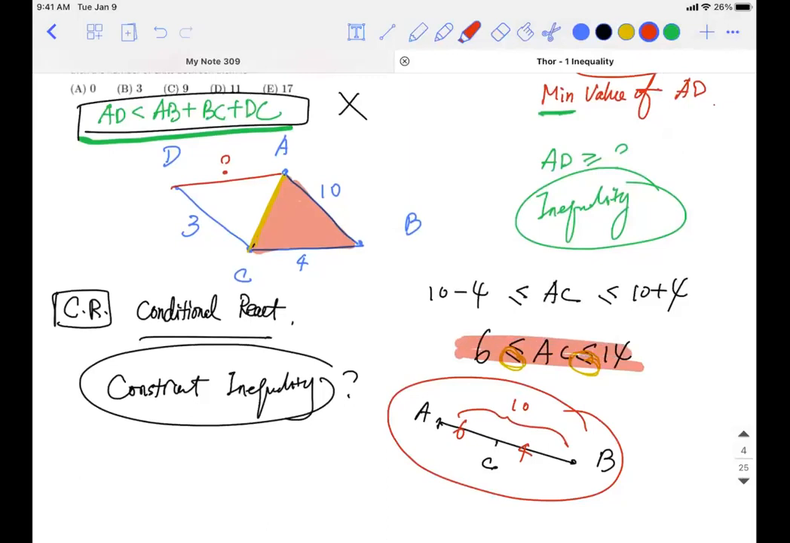Okay, but the question is not asking me to determine the value for AC. The question asks me to determine the value for AD. So who can tell me what I need to do for the next step? I'd like to show you guys the thinking process, right? We already used the triangle inequality, applied it in the red triangle, and found a range for AC. But now we're trying to do what? We're trying to determine the value for AD. So what should we do?